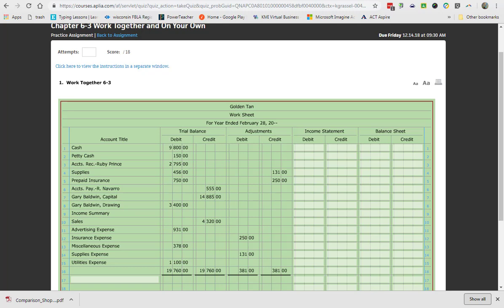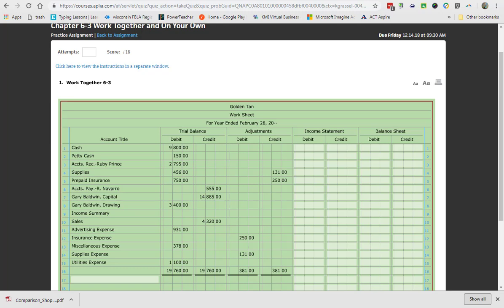When I get to supplies, I cannot take $456 and put it over here as $456 because of why? Because I have to do adjustments. This is a debit. This is a credit. So what do we do? Subtract. And then the new balance will go here on our balance sheet. So you need to know that cash through prepaid insurance are our assets. Our liabilities are going to be just accounts payable, Richard Navarro. And then our owner's equity is going to be Gary Baldwin Capital and Gary Baldwin Drawing.